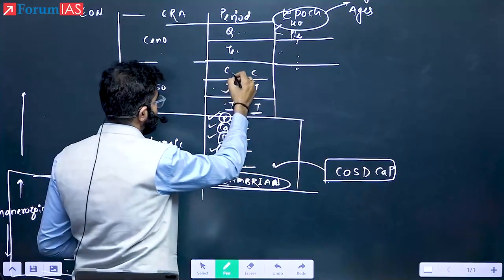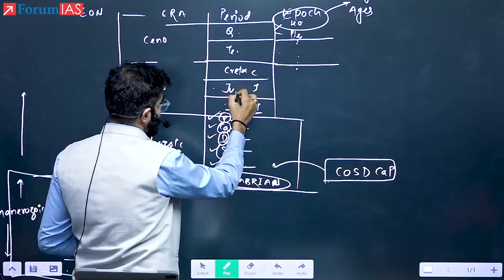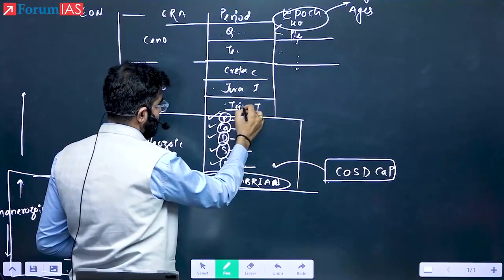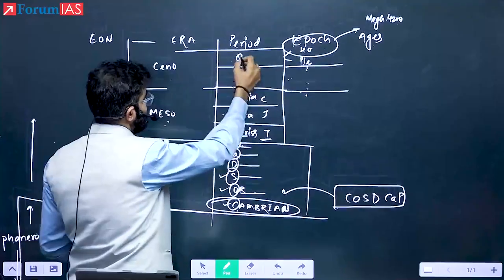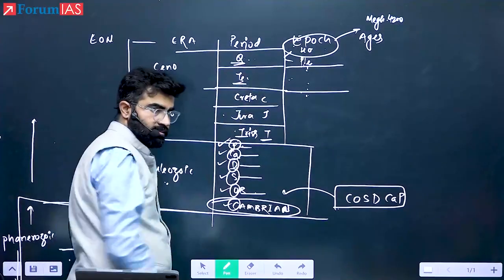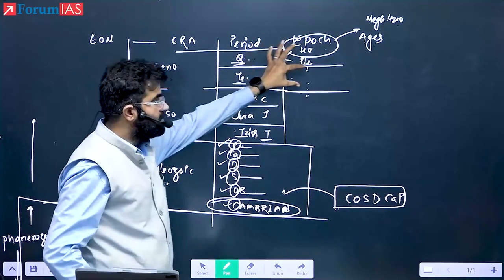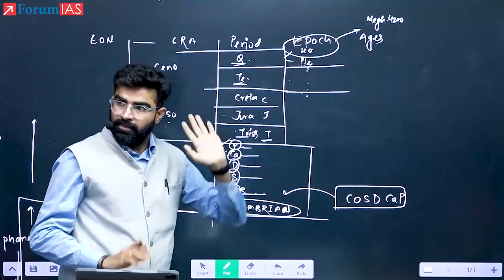Okay? So this is Cretaceous. This is Jurassic. This is Triassic. Then here it is simple, Tertiary and Quaternary. We will try to remember all these. Done up to here.